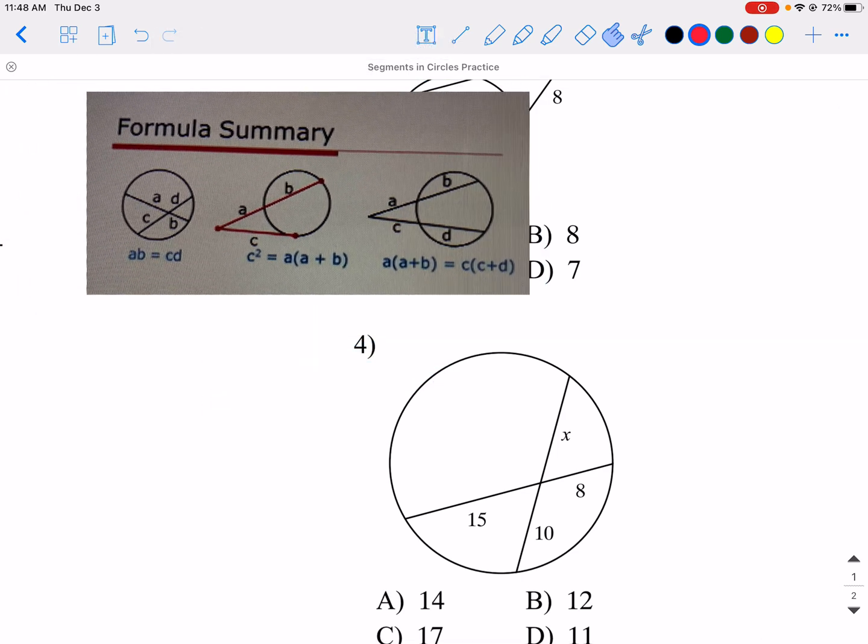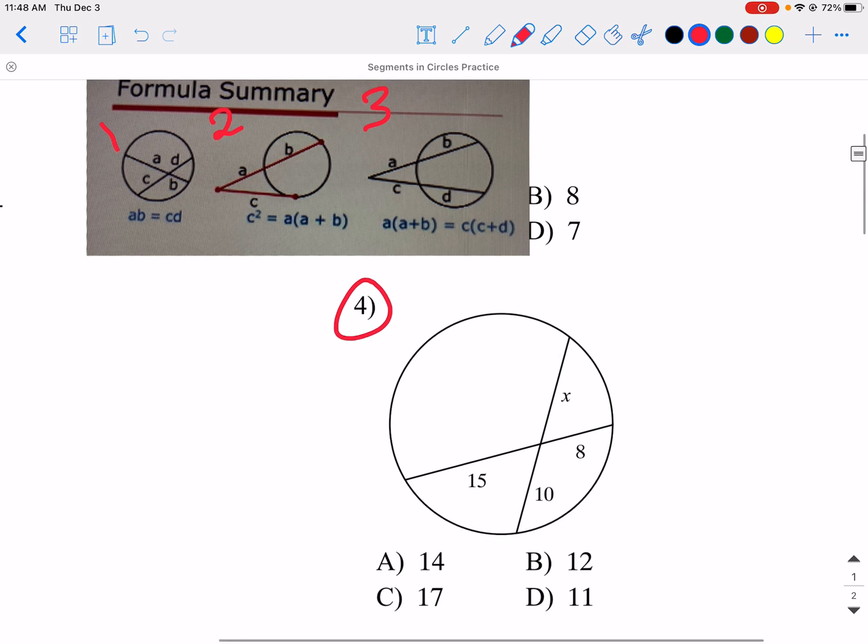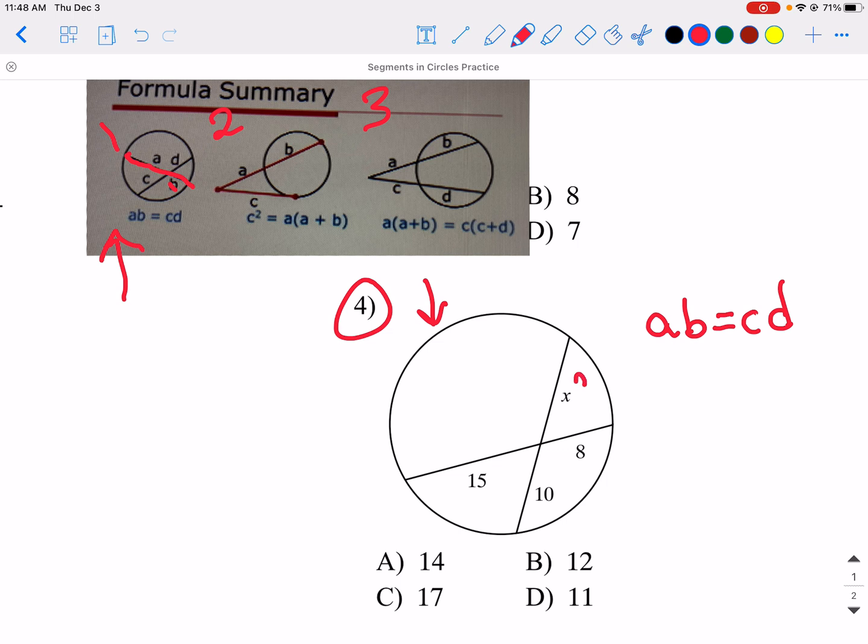All right, so let me bring this photo down. Okay, so I'm going to label my photo again 1, 2, and 3 for the formulas. Looking at number 4, I see that it represents this picture, looks like number 1 up here. So my formula is AB equals CD. Now notice A and B, if I take AB here, it is on the same line. Yes. So it doesn't matter which one you start your letters with, but you have to have it on the same line.